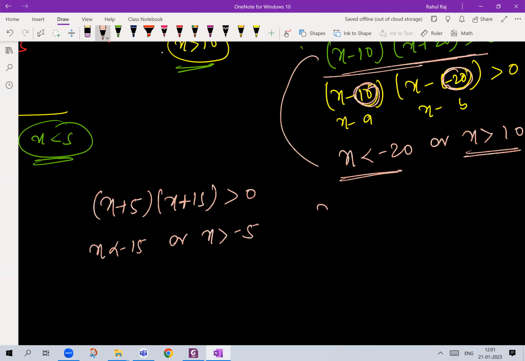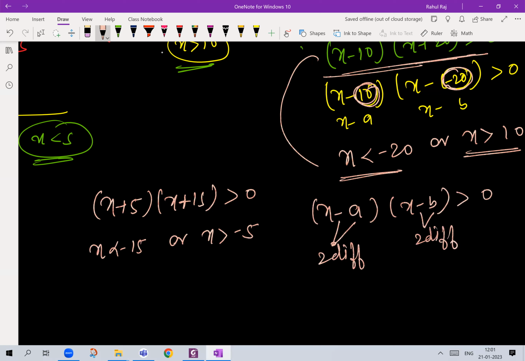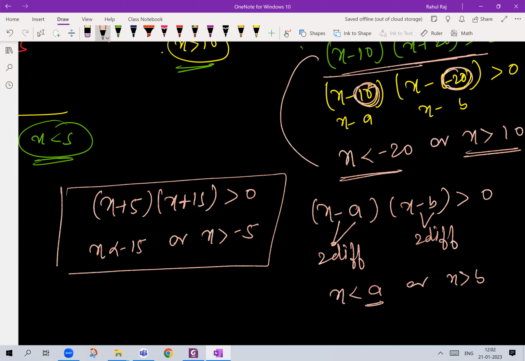Always ensure you convert it into the form of x minus a into x minus b greater than 0. Remember that minus and a are two different elements. Minus and b are two different elements. And x should be less than a, which should be the smaller element, or x should be greater than b. You don't have to get into the derivation part of it. If you know how to write it beautifully, it's absolutely done. And this is important. It'll be used a lot in the questions. That's why I'm putting so much focus on this.